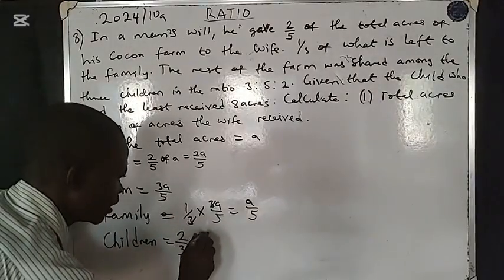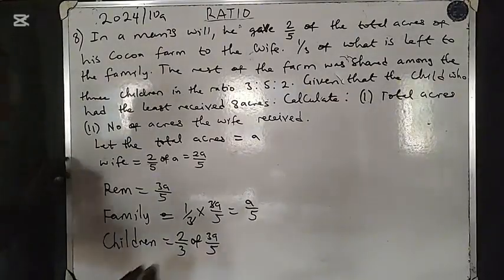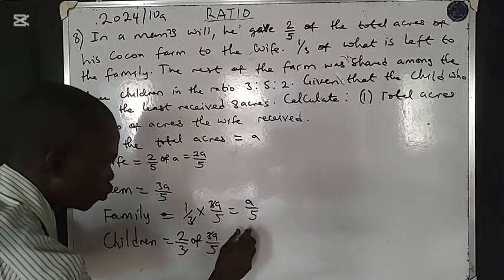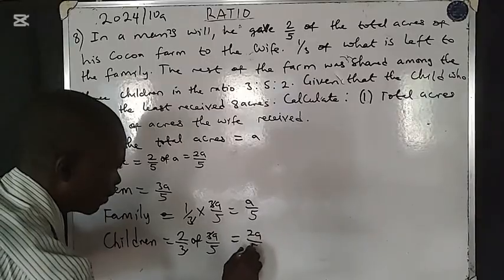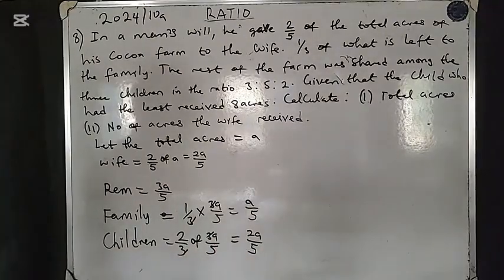Of 3a/5. Is it clear? This 3, we still cancel this 3. Then we're going to be left with 2 times a, 2a/5. This is the fraction that the 3 children will get at the end of the day. So what are they saying right now? Given that the children who are the least receive 8 acres, calculate total acres. Now, this will help us a lot.